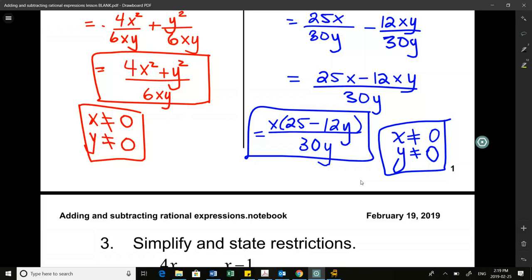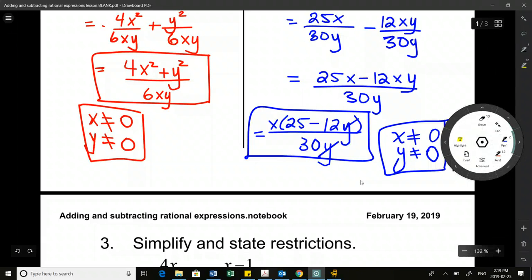What about the y? Can't you just eliminate the 30 side? Should I do this? This term right here is right beside a subtraction, right? So we want to be careful about that.